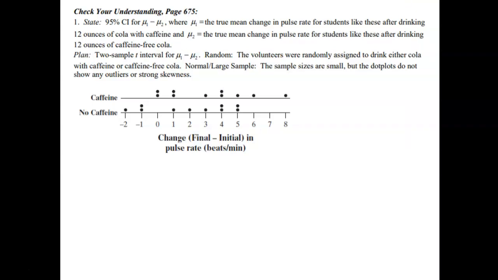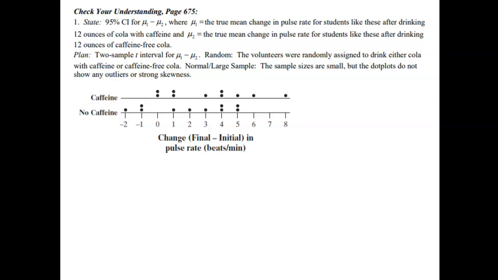You've got to state we're doing a 95% confidence interval for mu sub 1 minus mu sub 2, where mu sub 1 is, and this is where you choose what it is, but they set it up where it's the true mean change in pulse rate for students like these after drinking 12 ounces of cola with caffeine. And mu sub 2 is the true mean change in pulse rate for students like these after drinking 12 ounces of non-caffeine cola. If you already worked ahead and set those up differently, that's okay. You just have to remember the way you set it up.